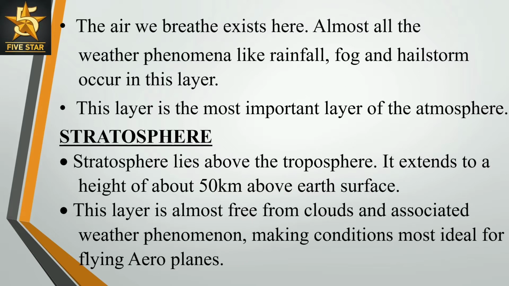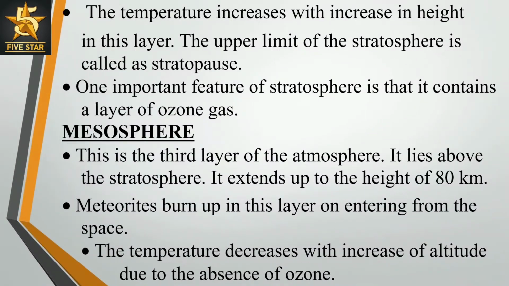Then stratosphere. Stratosphere lies above the troposphere. It extends to a height of about 50 km above Earth's surface. This layer is most free from clouds and associated weather phenomena, making conditions most ideal for flying aeroplanes. The temperature increases with increase in height in this layer. The upper limit of the layer is called the stratopause. One important feature of the stratosphere is that it contains a layer of ozone gas.